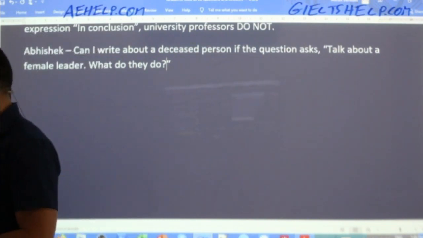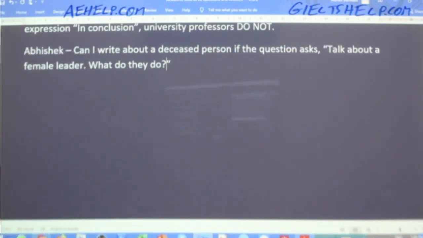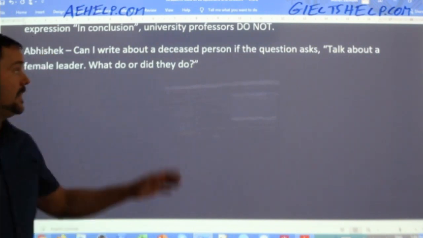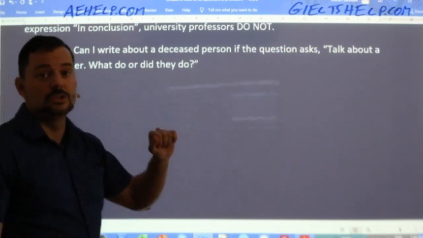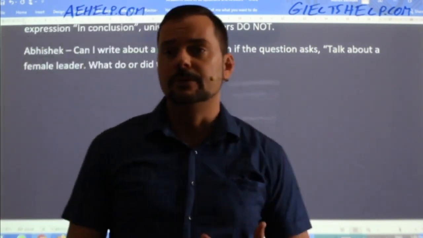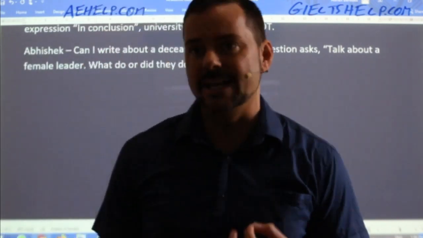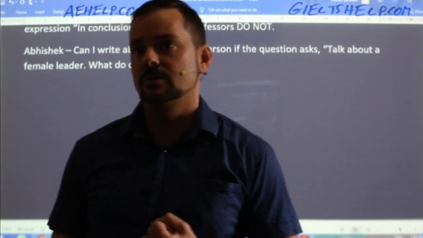If it doesn't say what do they do, or if it says what do they do, or what did they do, like this, okay, so looking at the next questions, then you could talk about a female leader who's no longer alive. So be really attentive, pay close attention to the tense used in the question, okay?